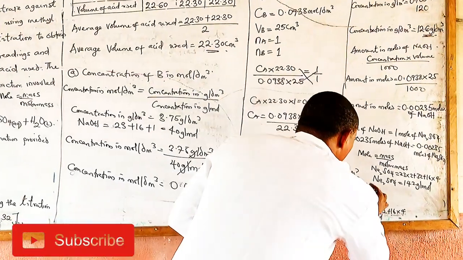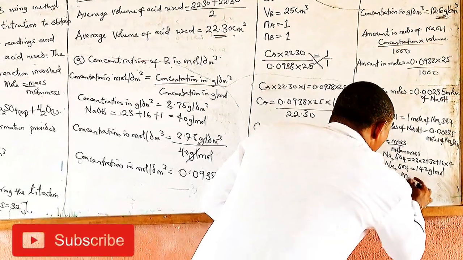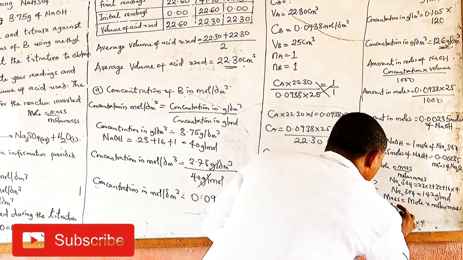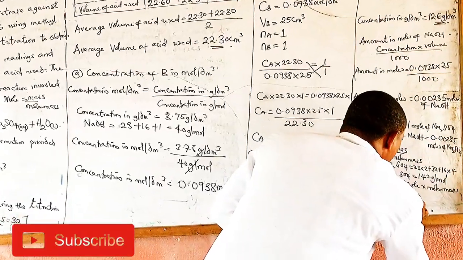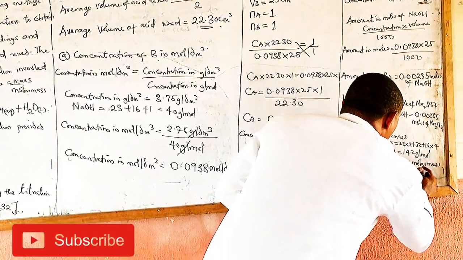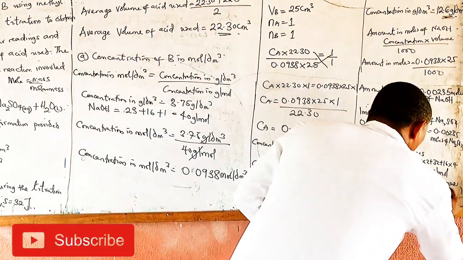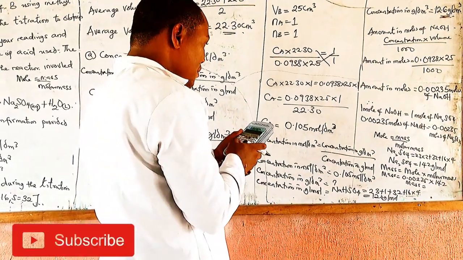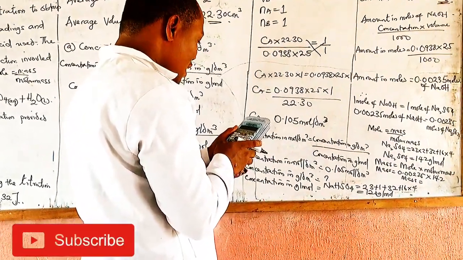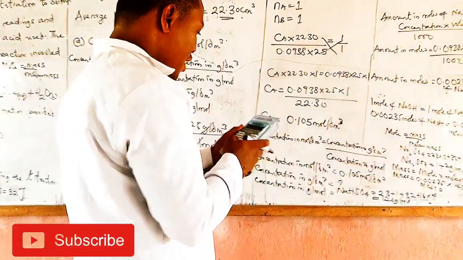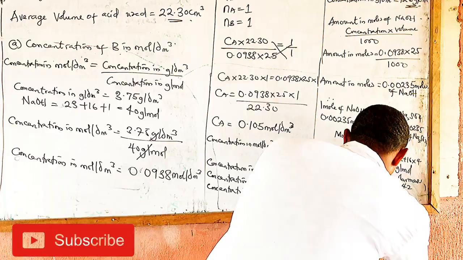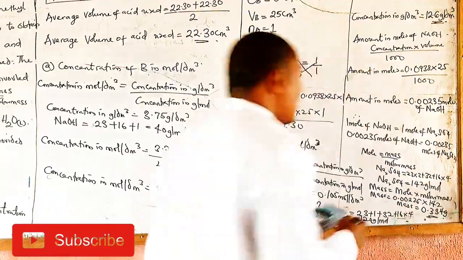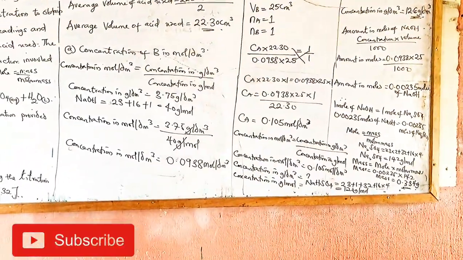So to get the mass now, the mass becomes mole times molar mass. What is the mole? We have gotten that, 0.00235, times what is the molar mass now? We have gotten that, 142. So the mass becomes 142 times 0.00235. So the mass will be 0.334 grams. That's the answer to the question.